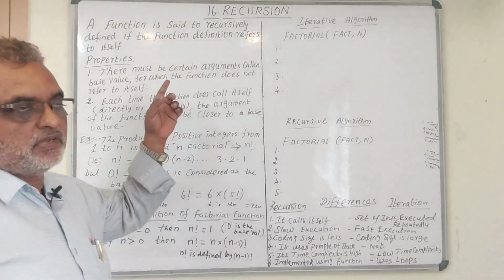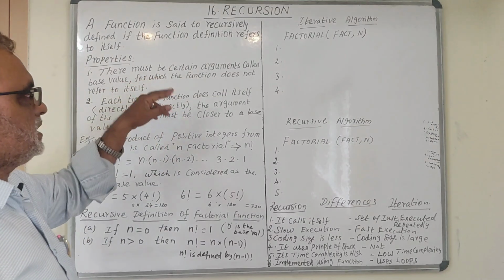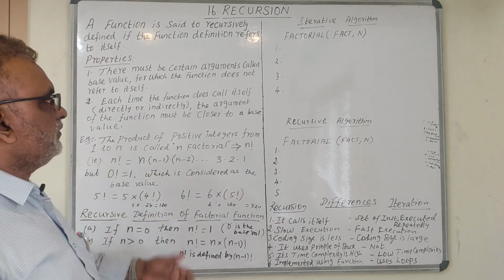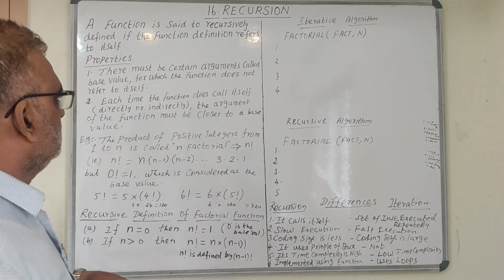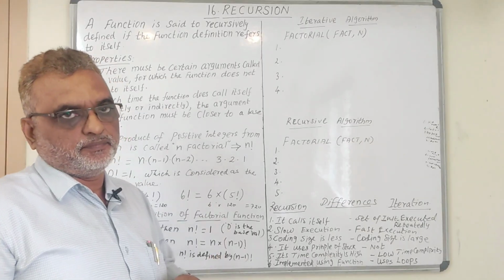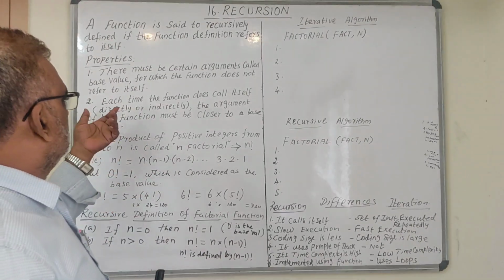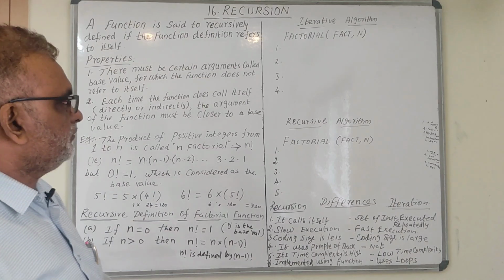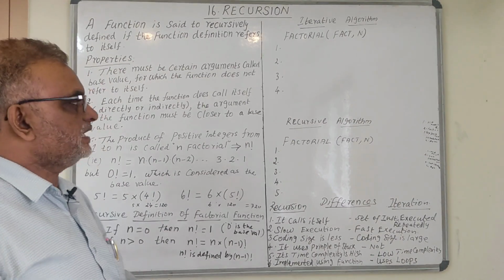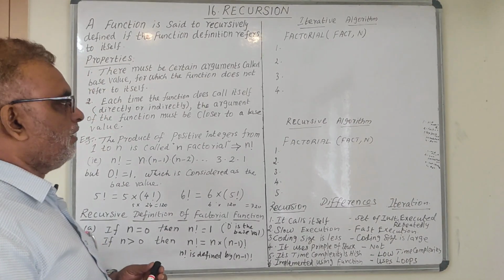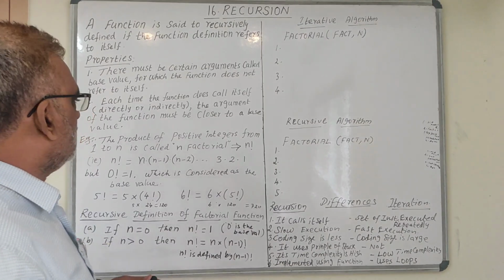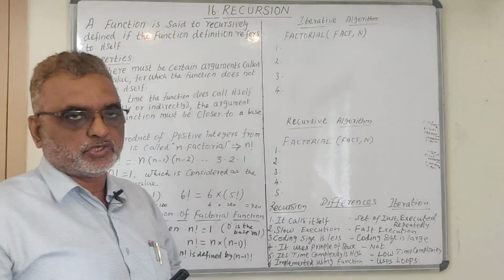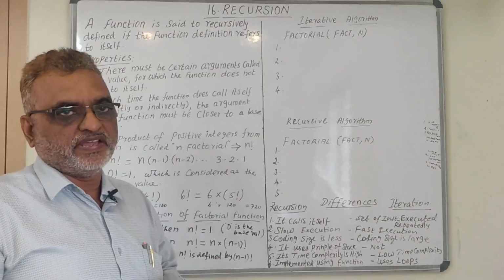The main properties of recursion: there must be certain arguments called the base value for which the function does not refer to itself. The second property is that each time the function calls itself directly or indirectly, the argument of the function must be closer to the base value.